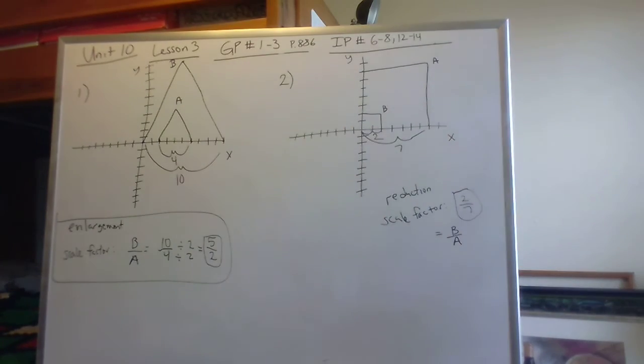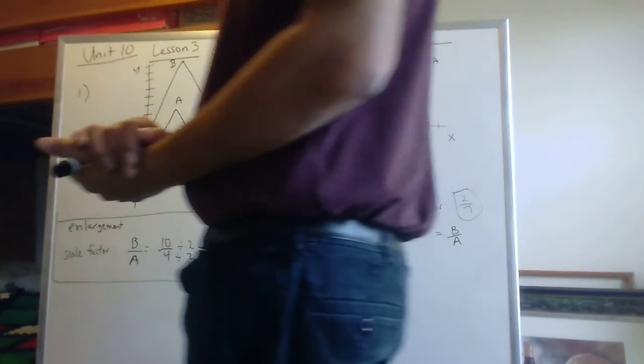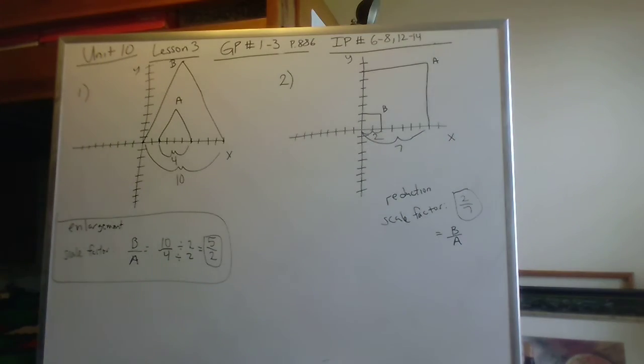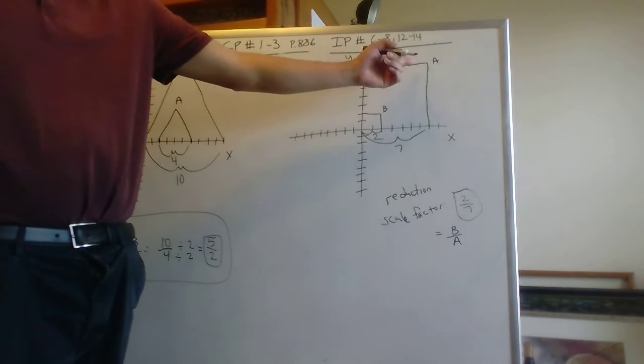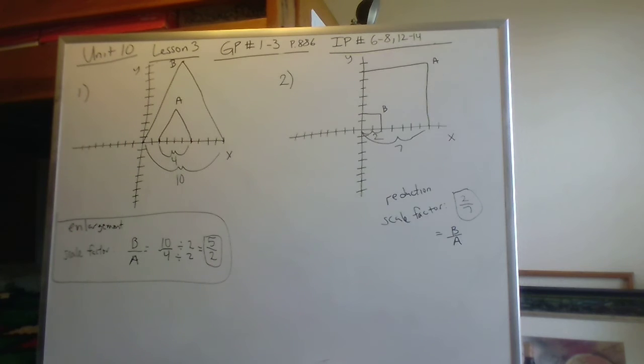So that's pretty much 1 and 2. We're just looking at the shape of A and then seeing how it compares and dilates into B. Is it going to be larger going from A to B? That would be an enlargement. If it's getting smaller, it would be known as a reduction. And then we're going to look at the sides of the shapes and compare the ratio.